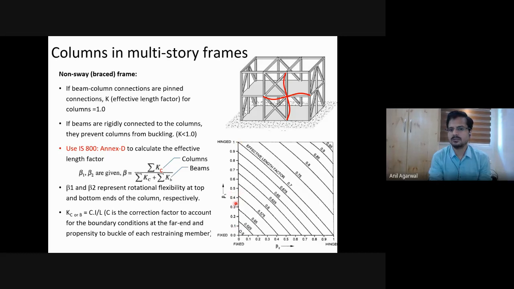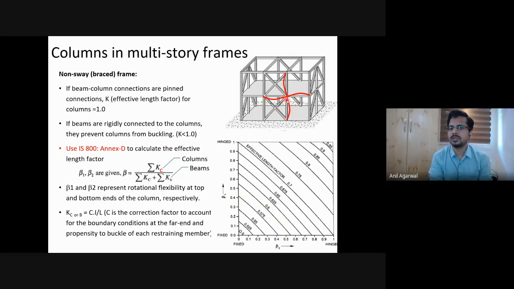Or let's say the beta 1 value turned out to be half fixity. So you got 0.5. So 0 and 0.5. So your effective length K value would have been something like 0.58 or 0.59, something like that. Okay, that is this line, just under the line of 0.6. So that's how you calculate the effective length factor K.